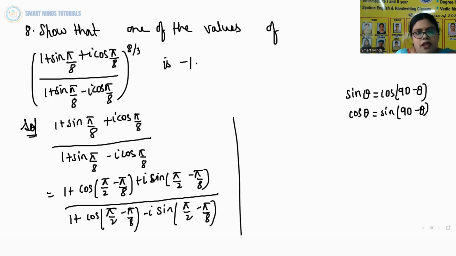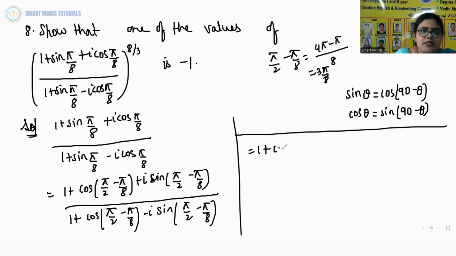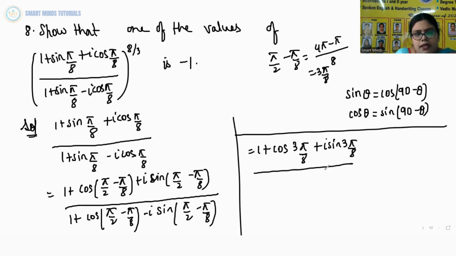Now the next step: what is π/2 − π/8? We need to find out. Let's take the LCM, which is 8. So 4π − π is 3π/8. So we can rewrite it as (1 + cos 3π/8 + i sin 3π/8) / (1 + cos 3π/8 − i sin 3π/8).